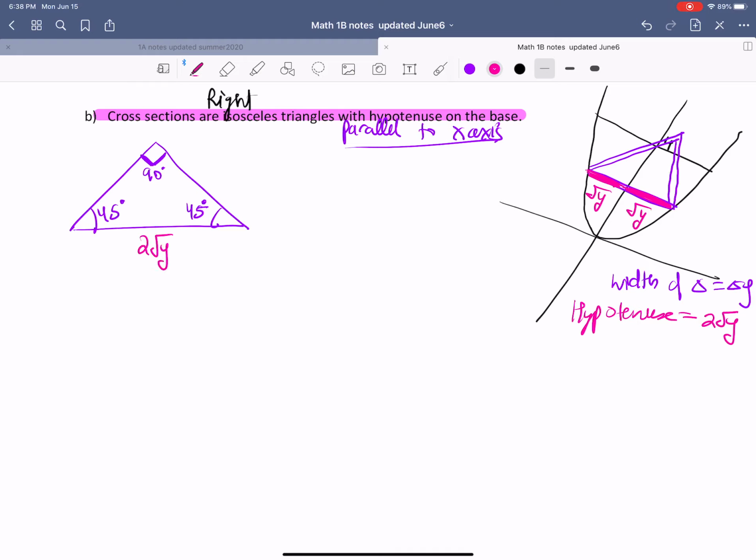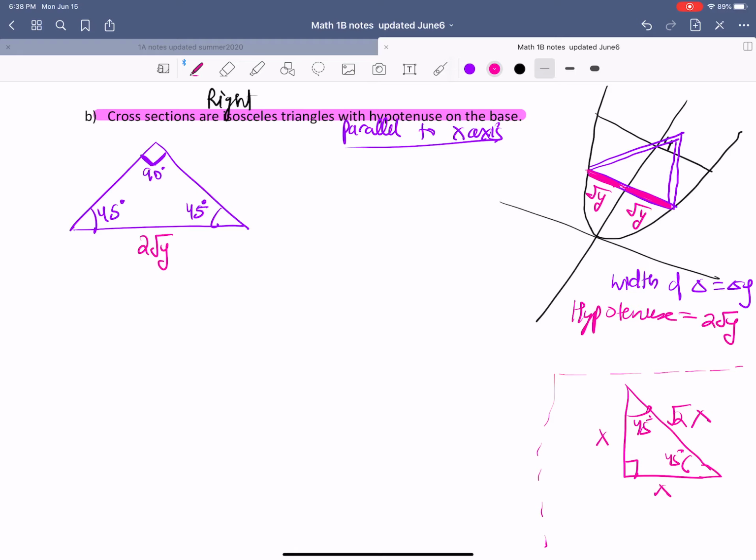In a 45, 45, 90 triangle, if you recall the ratio from trig, there are multiple ways to find the sides from here, but I'm just going to remind you about the 45, 45, 90 triangle. If this side is x, and this side is x, this side would be root 2 times x.